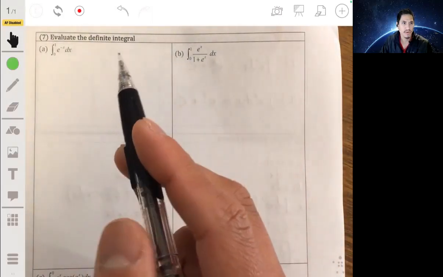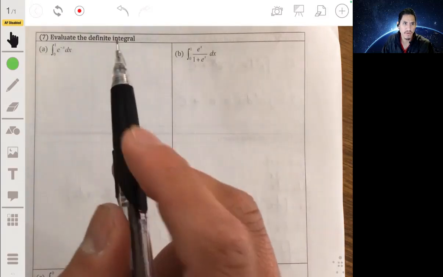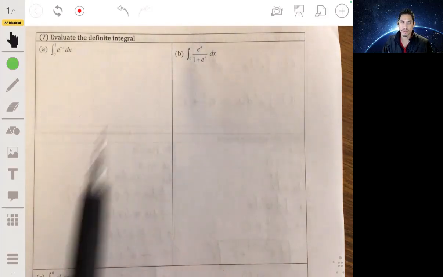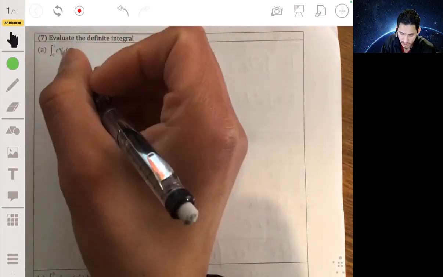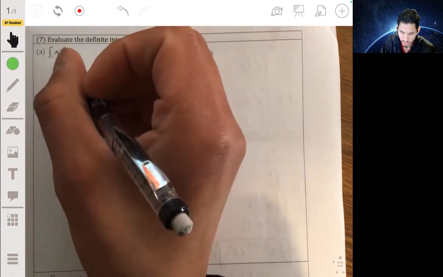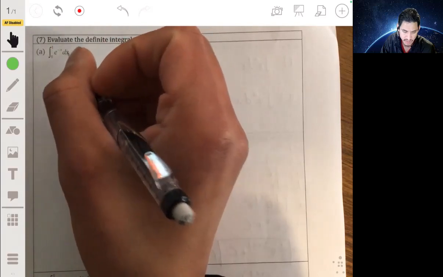Okay, so now we're going to go through some examples where we're going to evaluate definite integrals involving the natural exponential function. So let's look at this first one we got. The integral from 0 to 1 of e to the negative x dx.